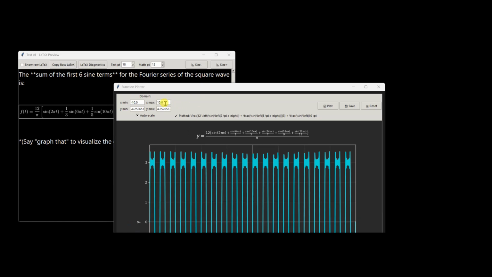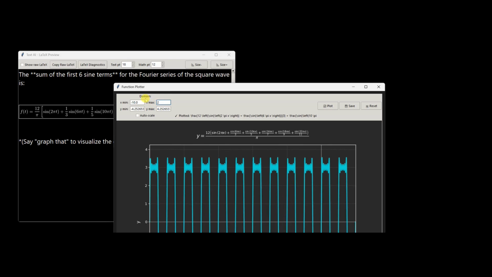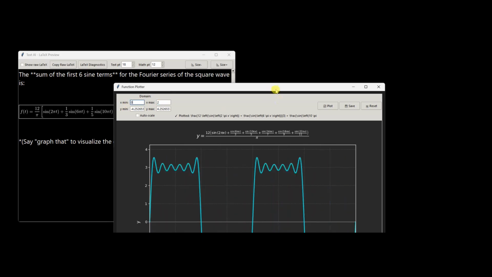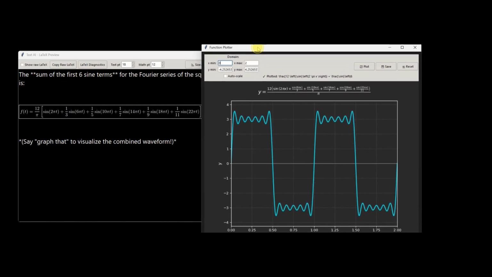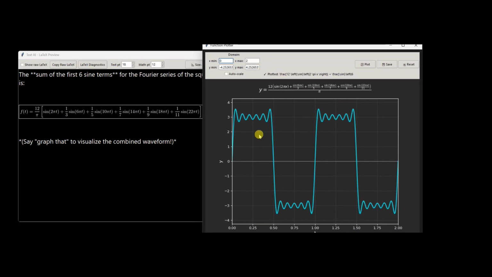At last. I'll just make sure this is, make this 2, just make it 0. Scale it down a bit so you can see it. And there's the first 6 terms. Took a little bit of a while to get it.